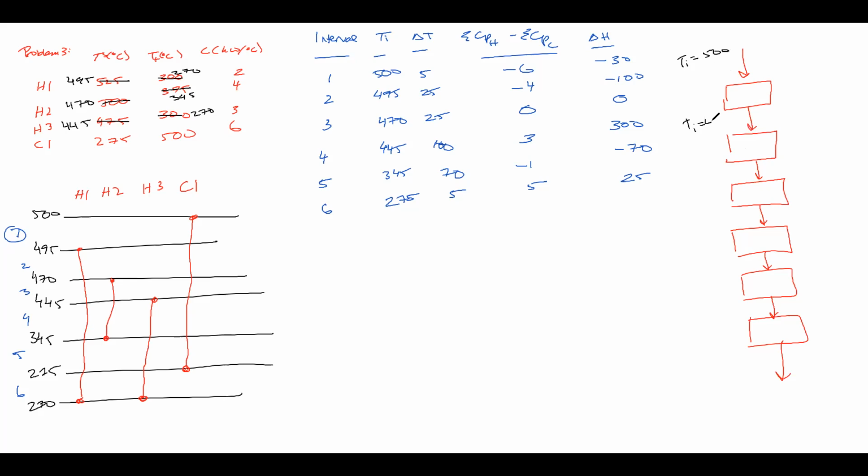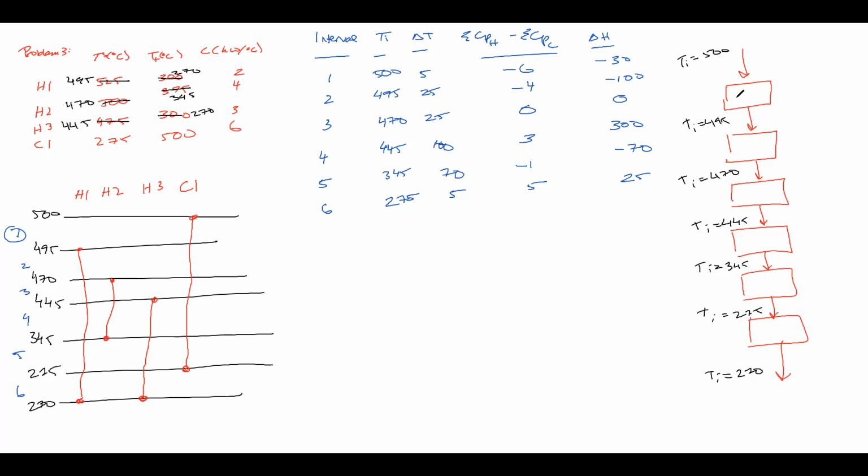For this one, it's 495. This one right here is 470. Is it? Yeah, 490, 470. This one is 445. 345. 275, and the last one here is 275 minus 5, which is 270.